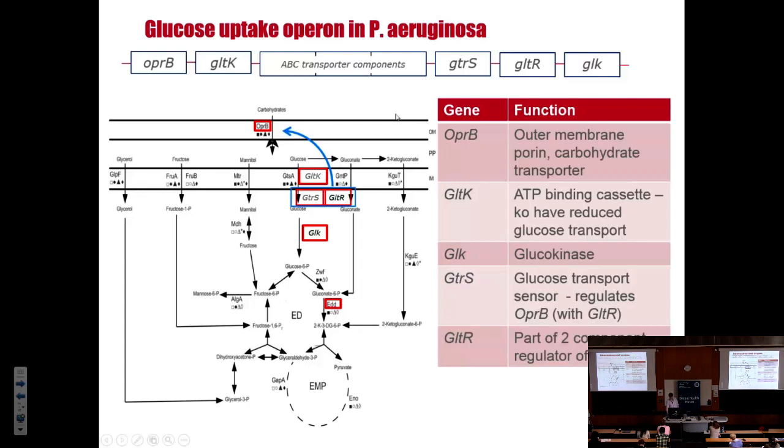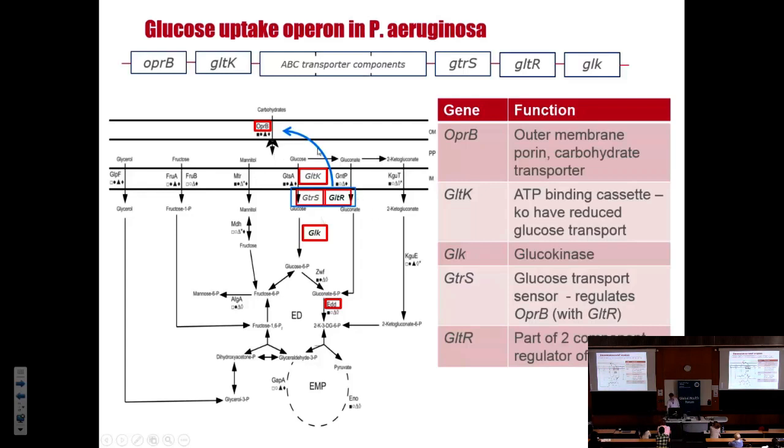So Simran picked out four. This probably should be her presenting her work, especially since she's just passed her PhD, but I picked out four mutants, starting from the outside of the cell and working their way in. So there was a porin protein, which allows the glucose to be pumped into the cells.